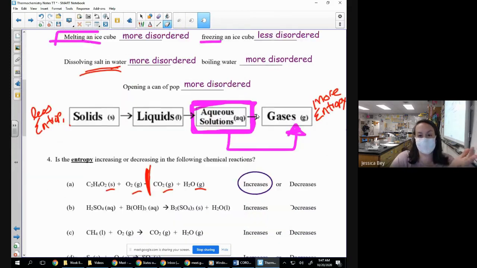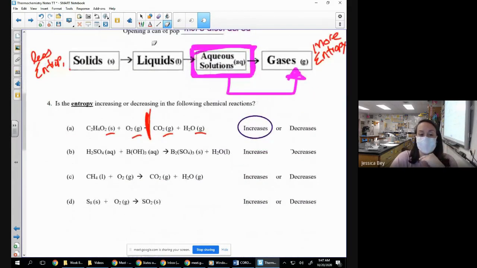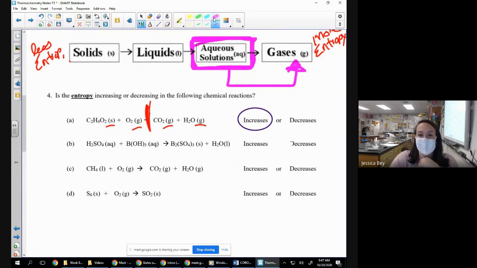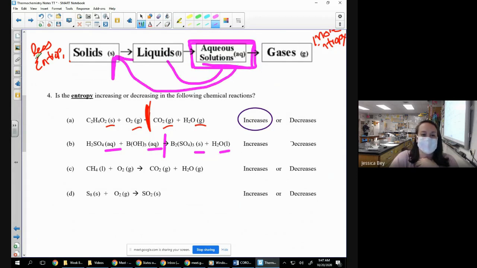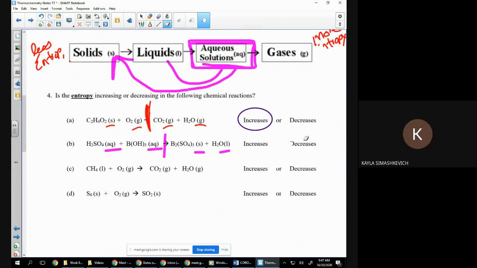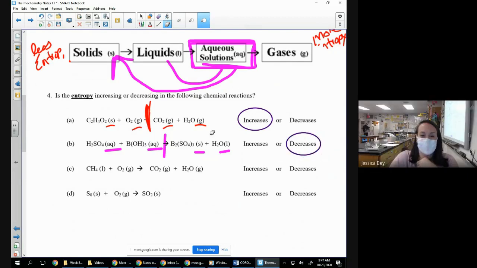Okay, so those are a little bit harder because you actually have to think of them like outside yourself. You can also do entropy in chemical equations. If you take a look at here, we always look at the reactants first, then the products. I have aqueous and aqueous going to a solid and a liquid. So I'm starting here with both of my reactants, and they're going to this and this. Is that increasing or decreasing entropy if I go this way? Decreasing. Very good.